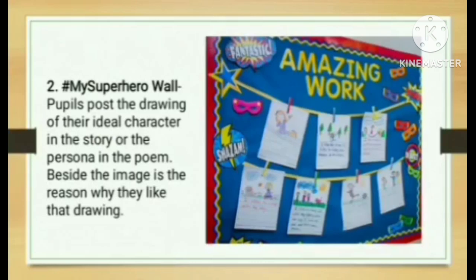The second interactive pupil-generated board display is #MySuperhero, wherein pupils post the drawing of their ideal character in the story or the persona in the poem. Beside the image is the reason why they like that drawing, just like the example beside. This activity targets to improve the ability of the pupils to relate to people and be sensitive to the thoughts and emotions of others. In this way, writing literacy is enhanced as well as their reflective thinking.